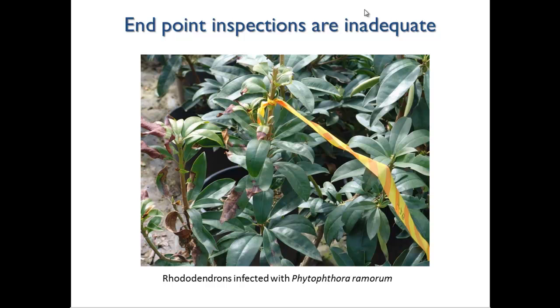Our current system is based on endpoint inspections. Growers produce the plants, and the plants are inspected visually by state or county departments of agriculture. I think you can see why this may not be effective. Plants can be infected but not yet show symptoms, or symptoms can be masked by treatment of the plants with fungicides, or infected plants can simply be missed. An additional problem is that if a plant is found to be infected, the grower has no idea what they need to do to correct the problem in their nursery.